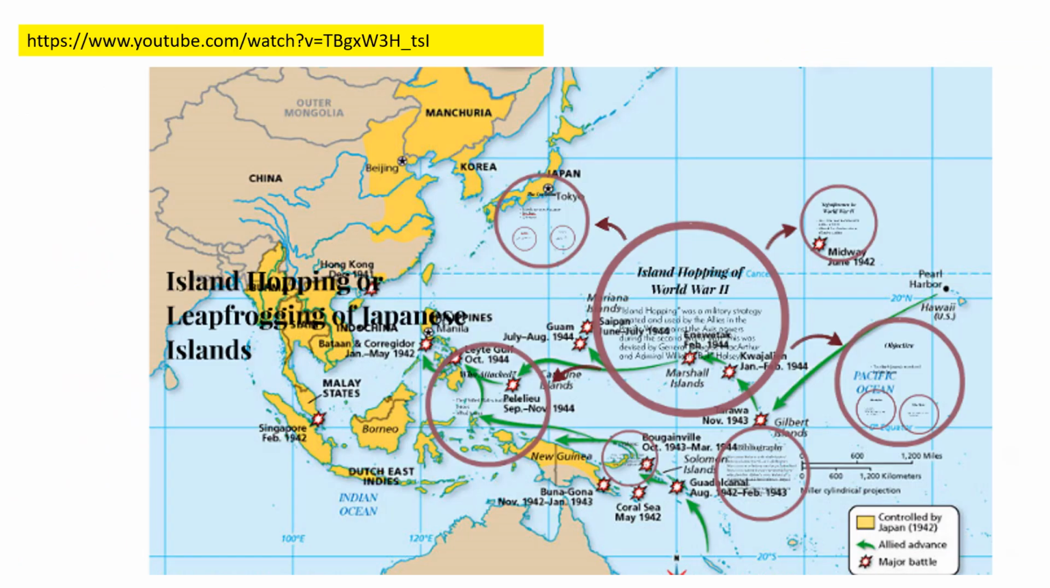So here is another map that shows you all the different island hopping. There are a lot, and these are some of the major battles. The Coral Sea battle is one of the most popular ones that you can remember, and the one in Guam. So there was a lot of island hopping before they entered very near Japan.